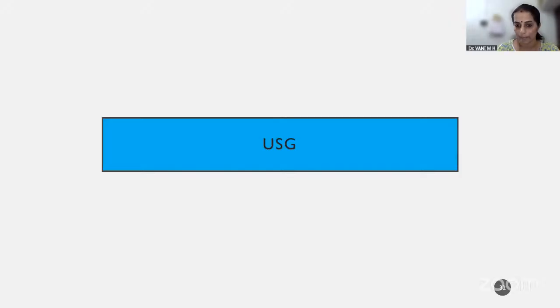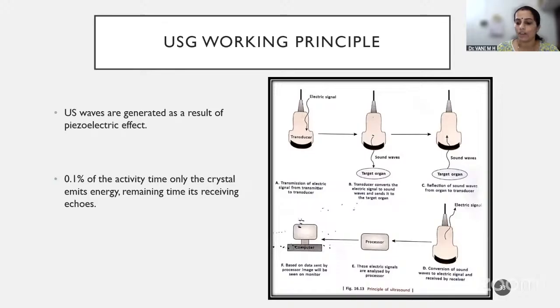Finally, ultrasonography. The working principle of ultrasonography is very easy. The ultrasound waves are generated by the piezoelectric effect. When AC current is given to the piezoelectric material, it gets mechanically altered, generating mechanical waves, that is ultrasound waves. Using the transducer, these waves are sent to the target organ. When they reach an interface between two tissues with different acoustic impedance, they undergo reflection, refraction, or absorption. The signal coming back after reflection is called an echo, and that is received by the same transducer.